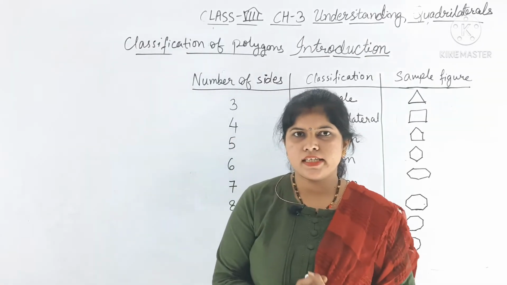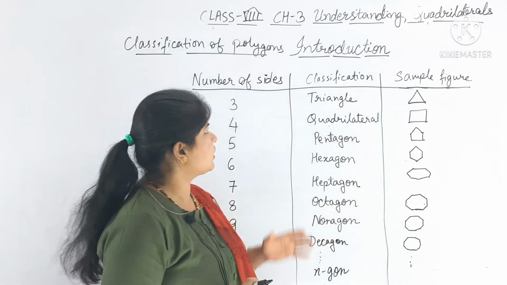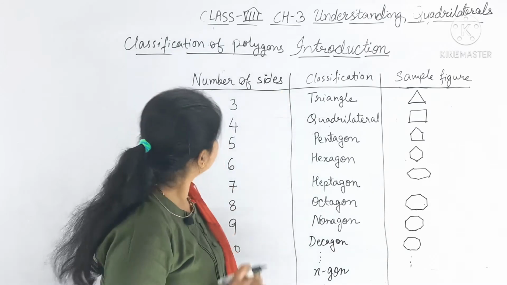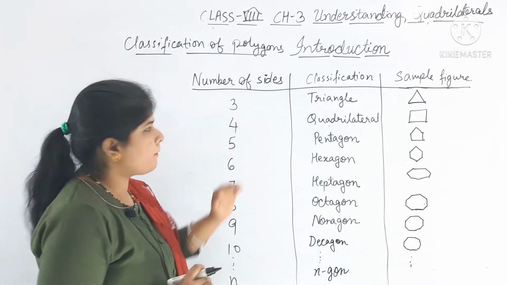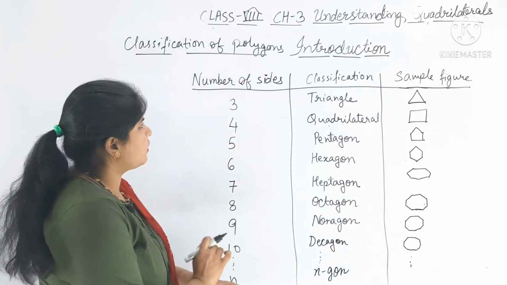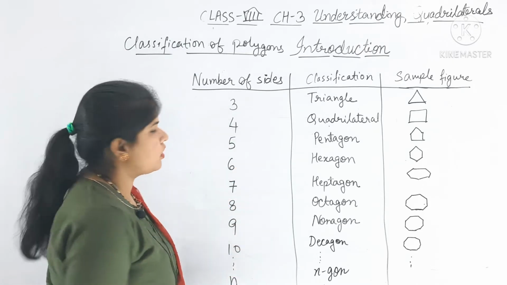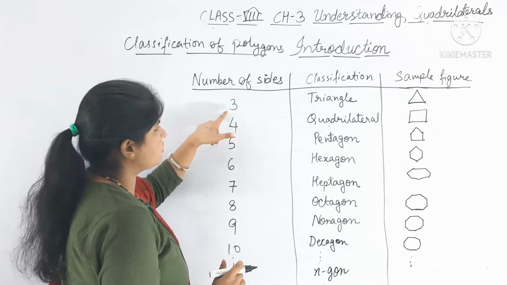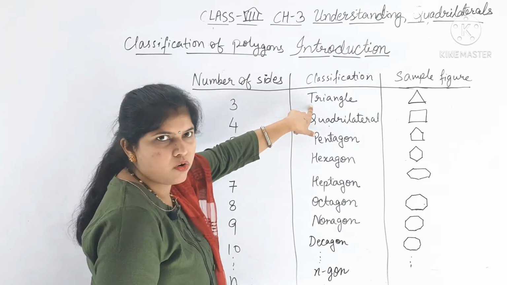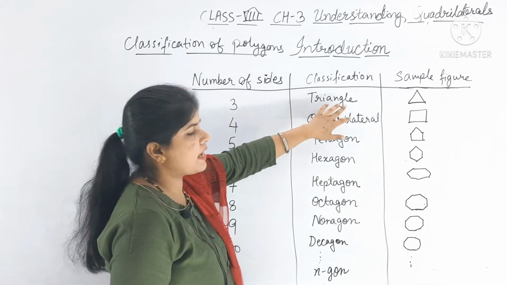Now students, let's see classification of polygons. Here are some classifications of polygons based on number of sides. You can easily learn. Like we have 3 sides, 3 means tri. So triangle.